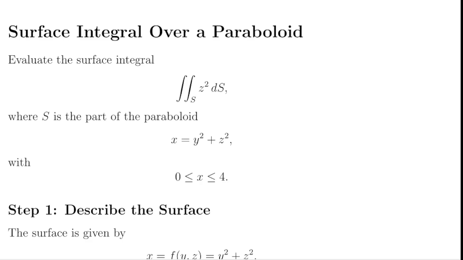In this video, we want to find the surface integral over a paraboloid. The surface is part of the paraboloid x equals y squared plus z squared, and we're looking at the double integral of z squared with x being between 0 and 4. Let's first describe the surface.